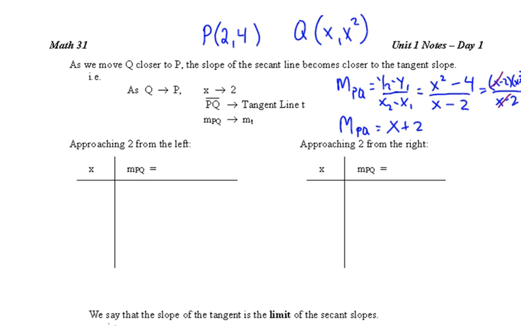Oh, this? y2 minus y1. Sorry, guys. It's the slope formula. So this is the slope of PQ, our secant line. y2 minus y1. Is that better? Sorry. It's easy to get sloppy up here.